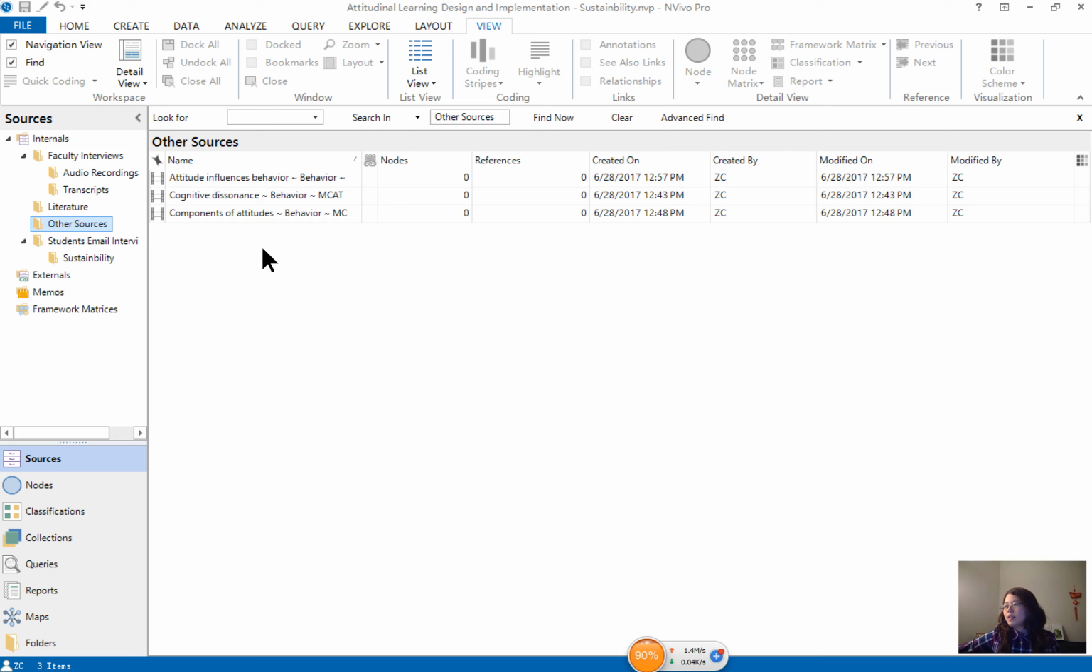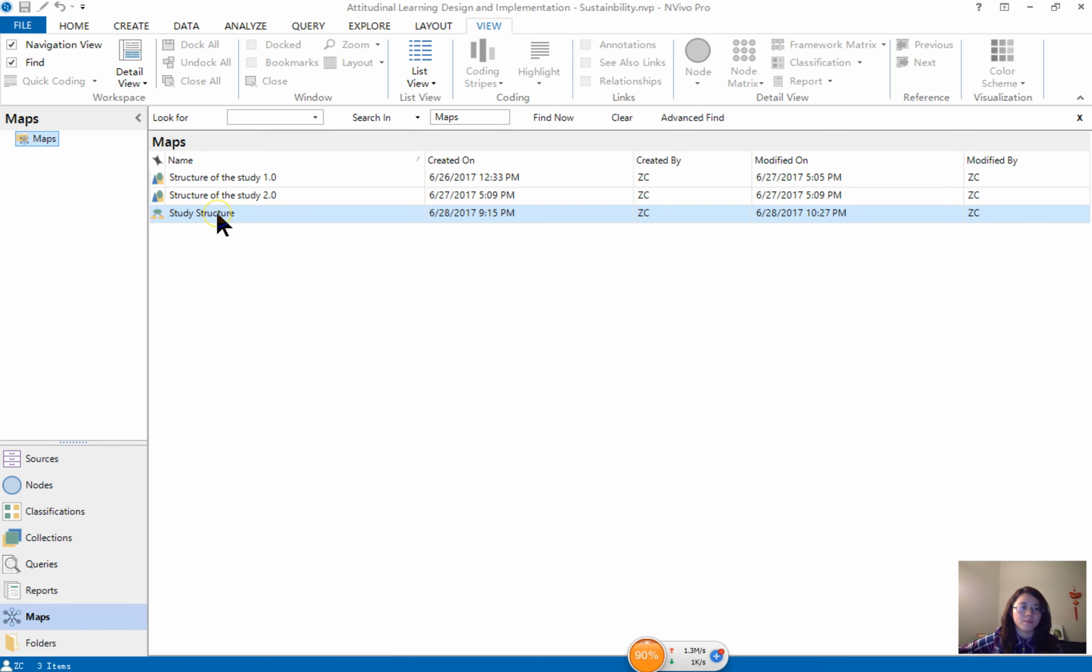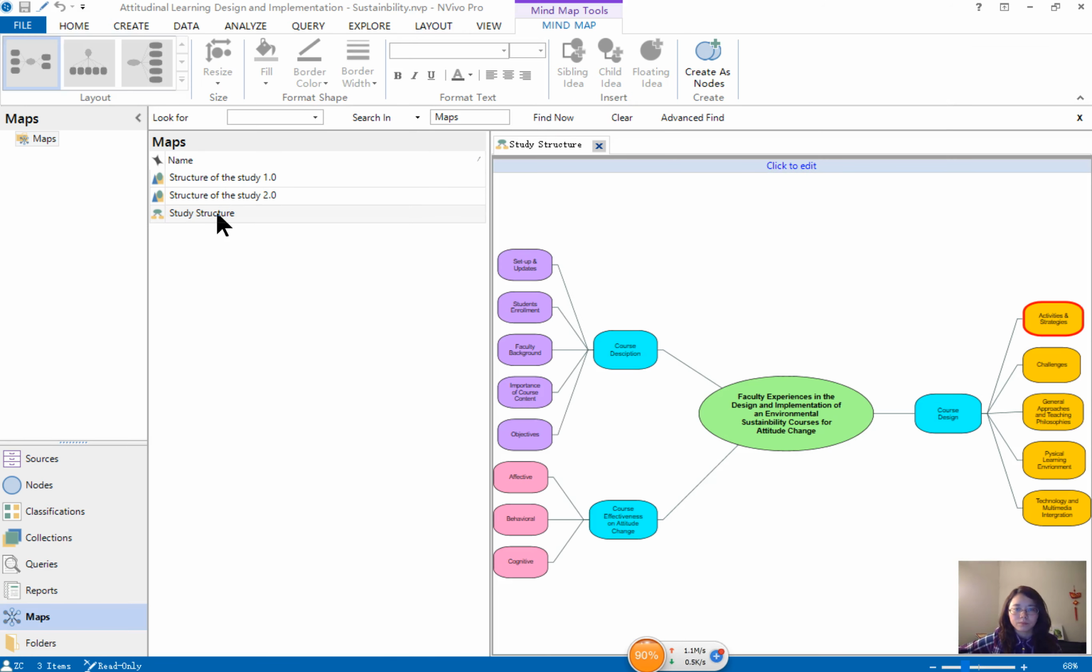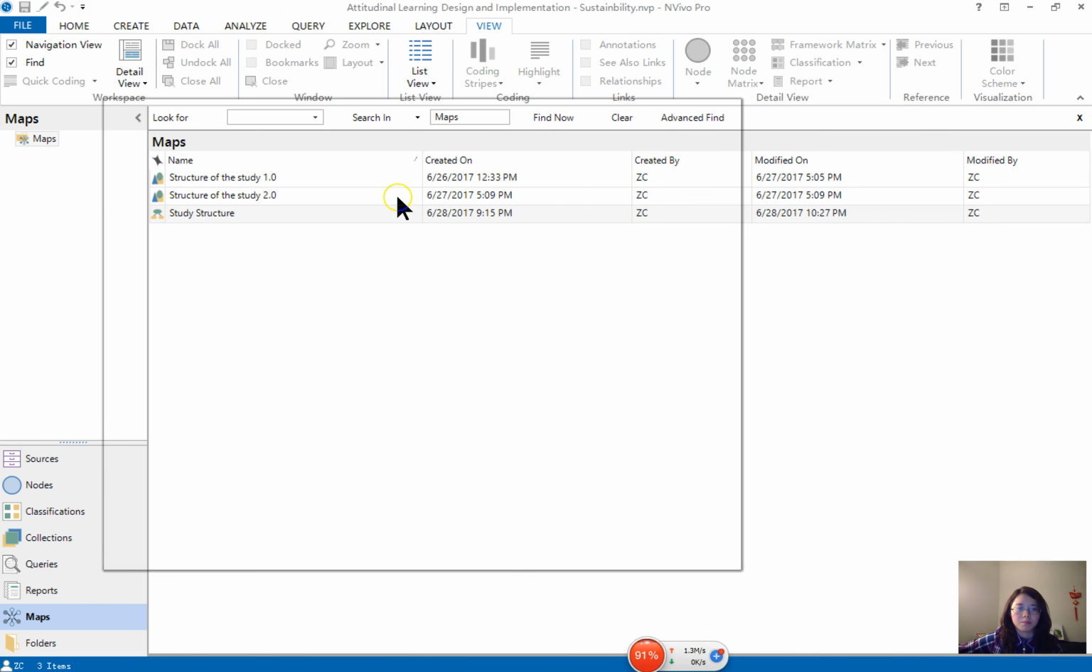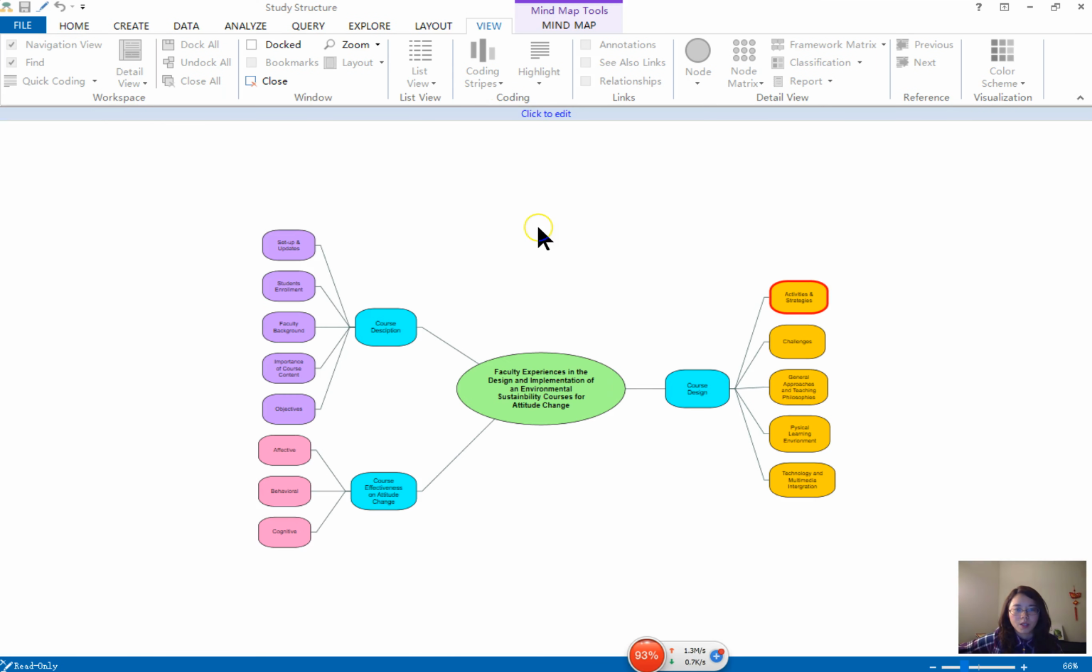So those are the main sources that I used, and let's first review the mind map to get a broad, general understanding of what this study is about. So let's go to maps and study structure. Okay, we want to undock it so that it becomes larger.